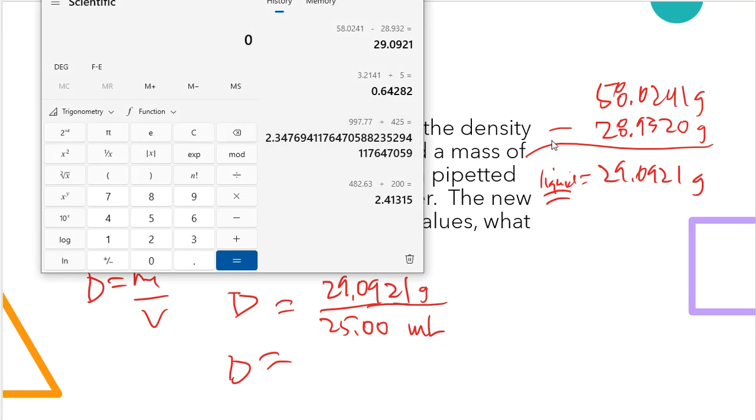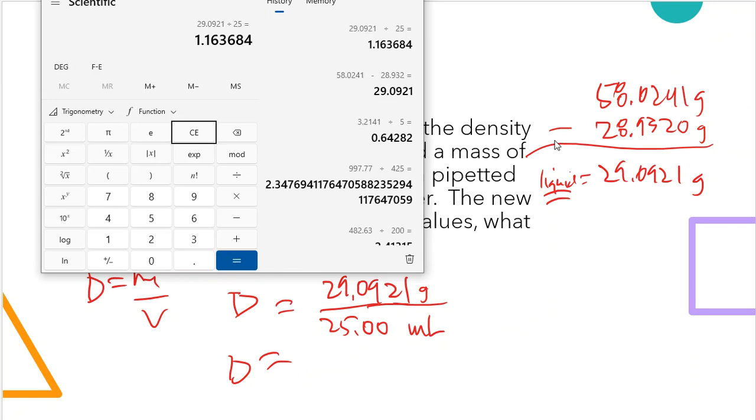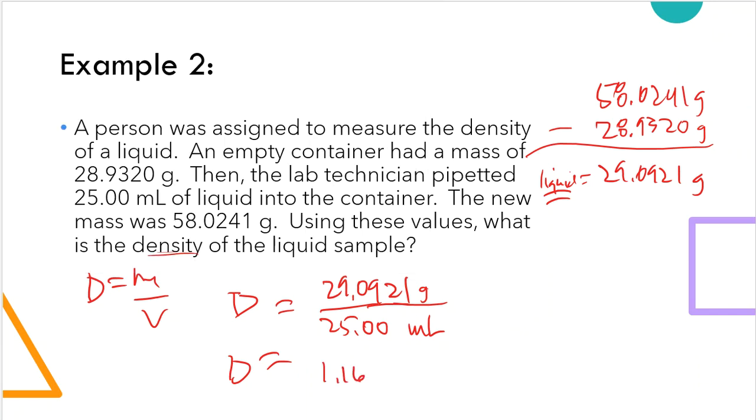So if I bring up the calculator, 29.0921 divided by 25 equals, ta-da! My density value is 1.1637 gram per milliliter.